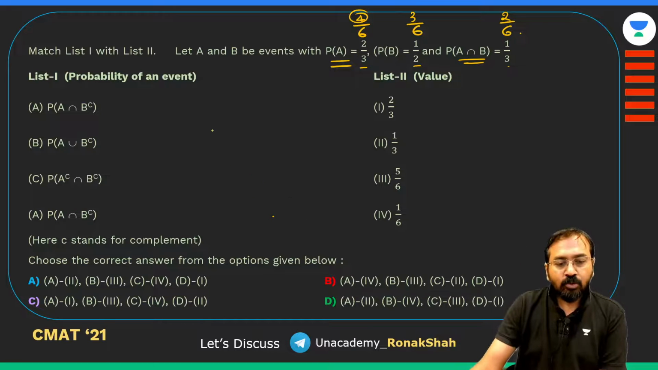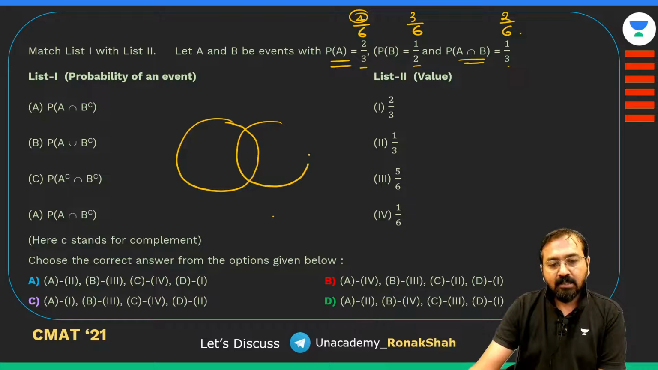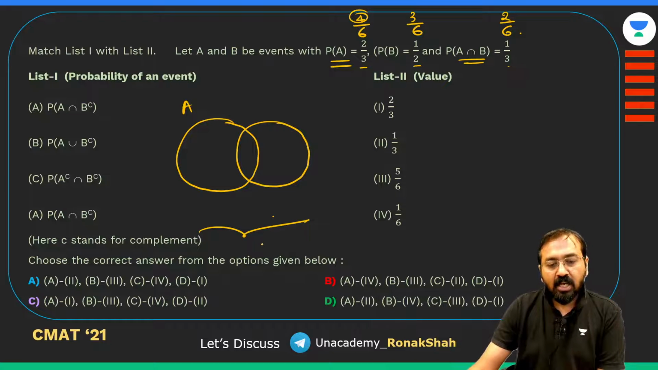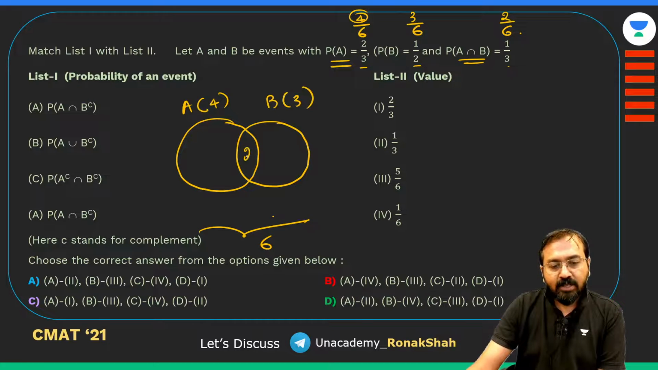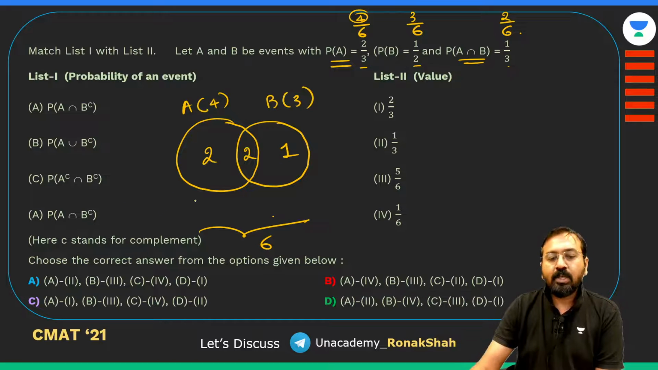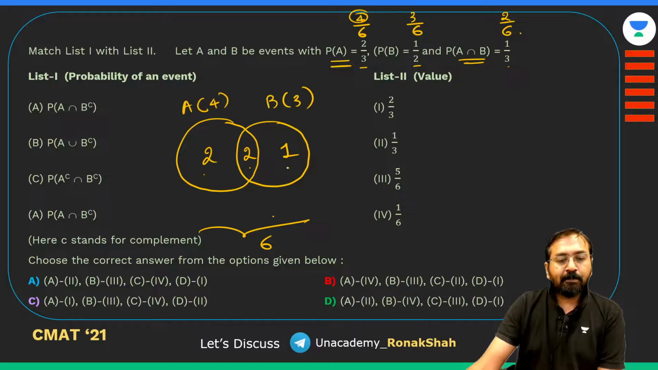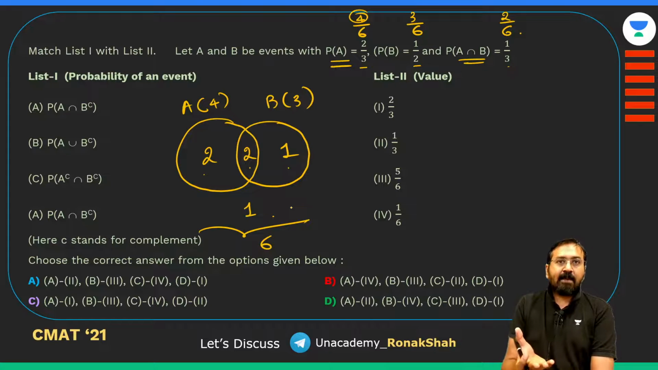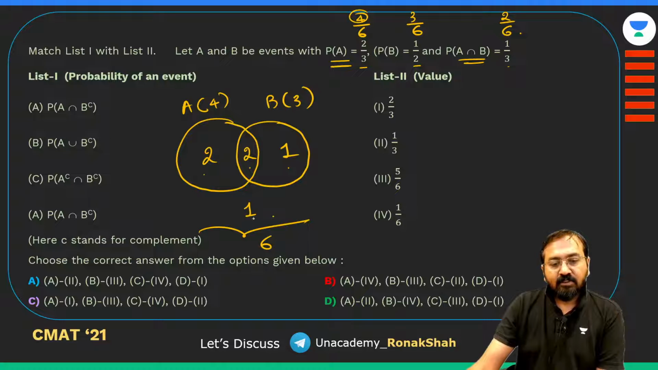Now let's represent this through Venn diagrams. So this is A, this is B. Let me represent A. So A happens 4 times, and the total occurrences of events are 6. Out of that, A happens 4 times, B happens 3 times, and both of them together happen 2 times. So only A happens 2 times, only B happens 1 time. So 2 plus 2, 4, plus 1, 5. So 1 time none of the events is happening. Out of 6, 1 time none of the events is happening. That's how you can think.